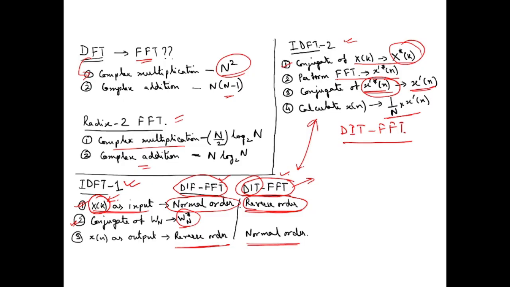On the other hand, if you look into the first method, if we take the conjugate of the twiddle factor, you will be able to eliminate one step. So in that way it will be easier for you to do the computation. You can do the computation using either of the methods, but I prefer the first method. It is up to you whether you want to go for the IDFT1 or IDFT2 method.